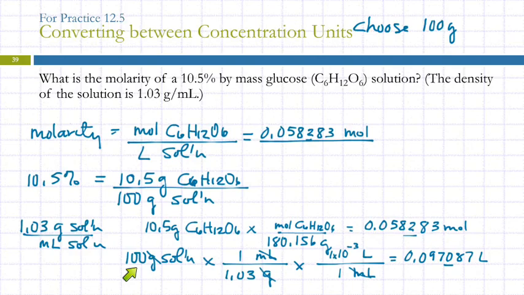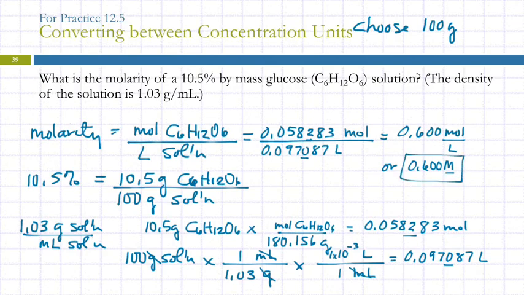This 100 is exact because it came from a percentage. The density is not exact, so 3 sig figs. 0.097087 liters. 0.058283 divided by 0.097087 equals 0.600 moles per liter, or 0.600 capital M. Any questions?